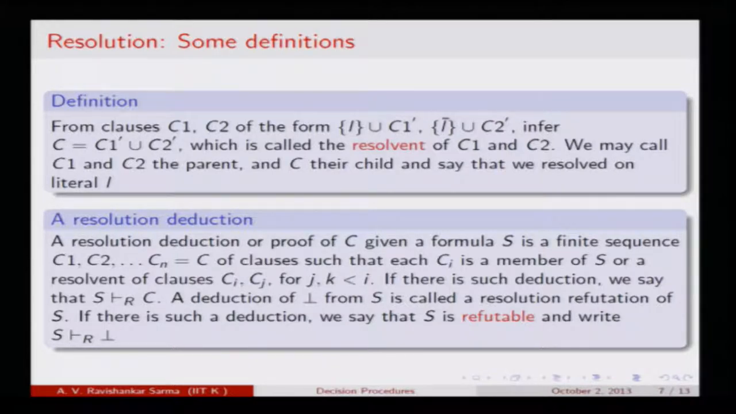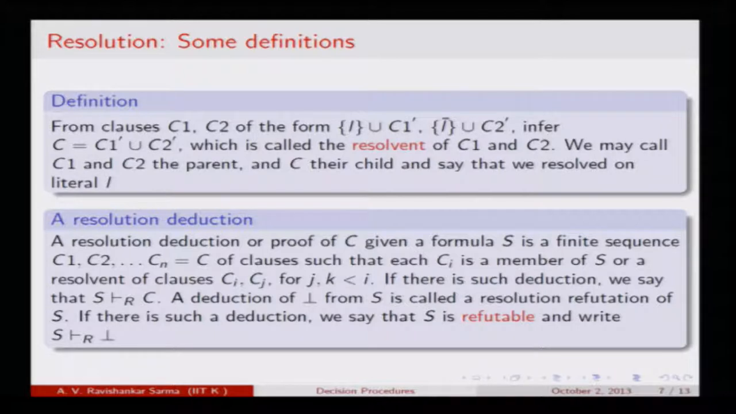Let us talk about some more definitions. From clauses C1 and C2, what are these C1 and C2? C1 consists of disjunctions, P1 or P2 or P3, etc. So they are of this particular form. C1 consists of a literal L union some C1 prime. That is the first thing. And C2 consists of its negative literal L bar union C2 prime. From these two you can infer C1 prime union C2 prime, which we call a resolvent of C1 and C2. We may call C1 and C2 the parents and C the child.